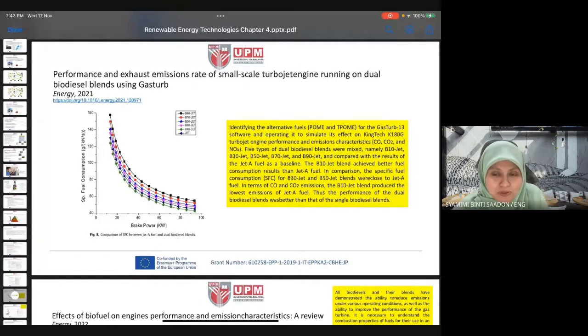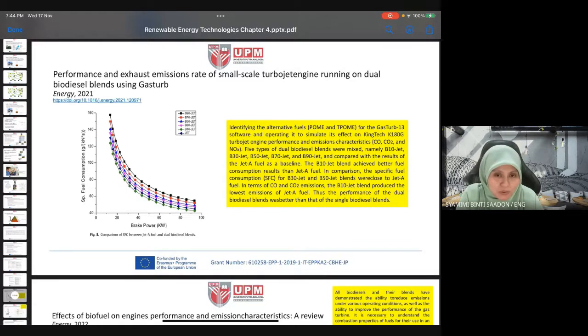The first finding is that we were able to find alternative fuels, which we name POM and T-POM, as biodiesel fuel, by using the simulation software GasTurb 13, for application in a turbojet engine named KingTech K18TG. That is the name of the turbojet engine. Apart from evaluating performance and emission characteristics, we also have to consider the gas emissions, of course.